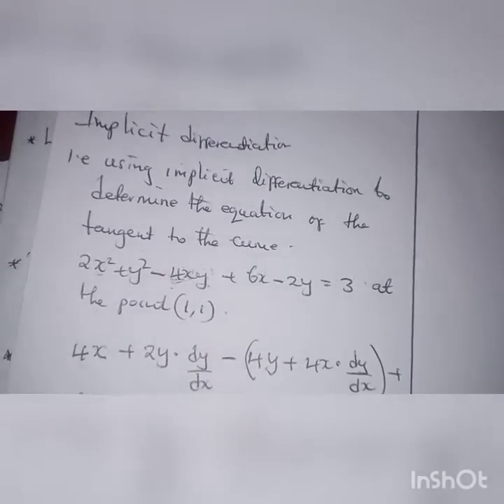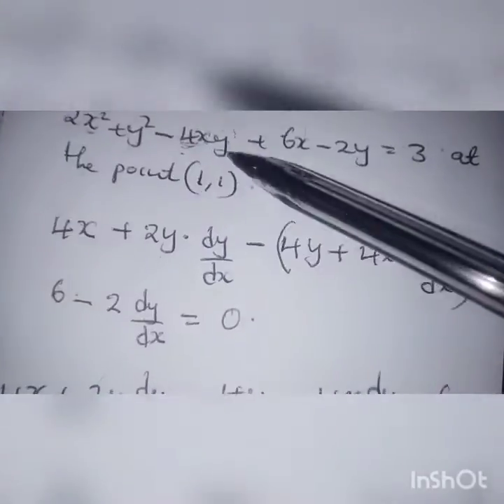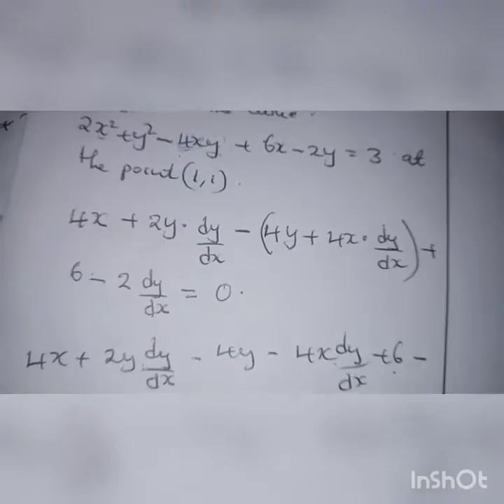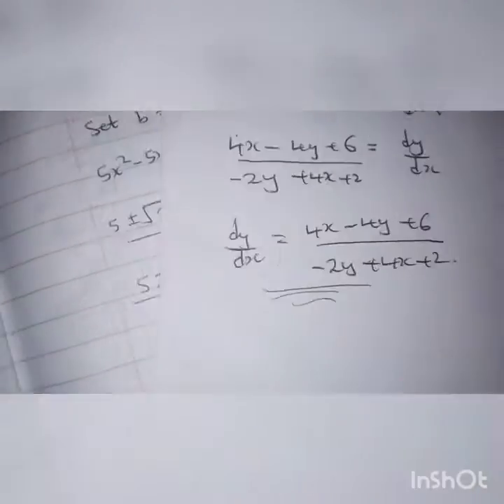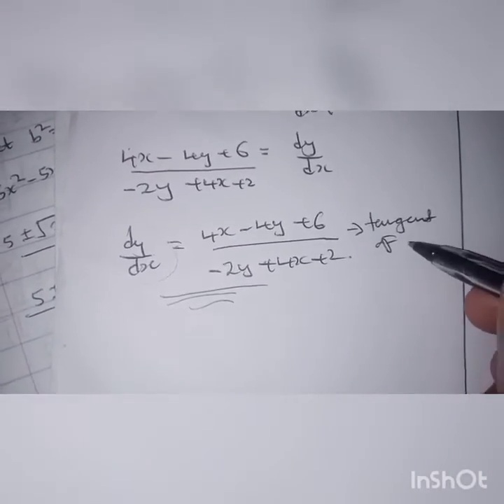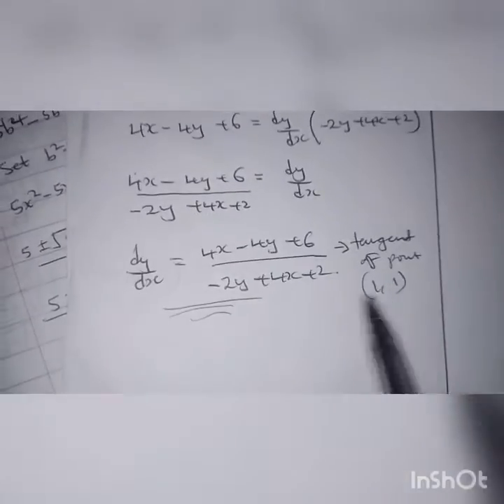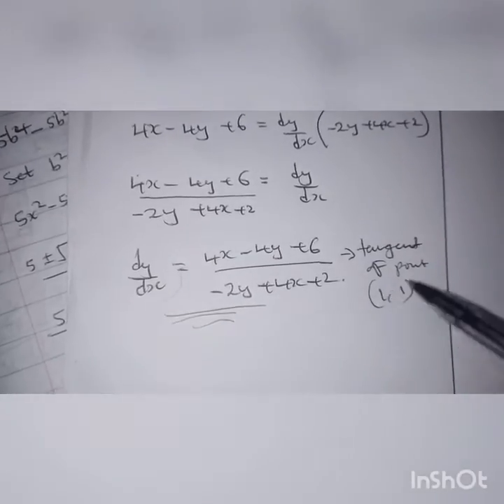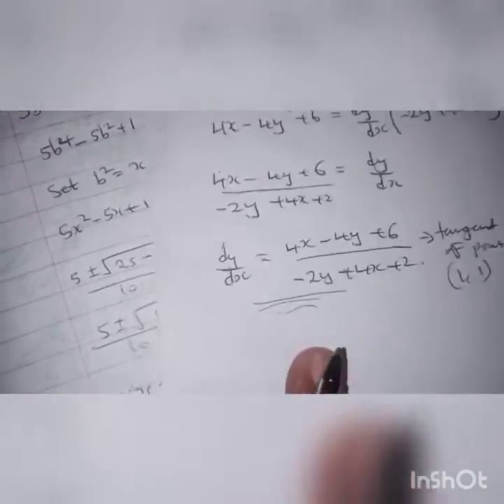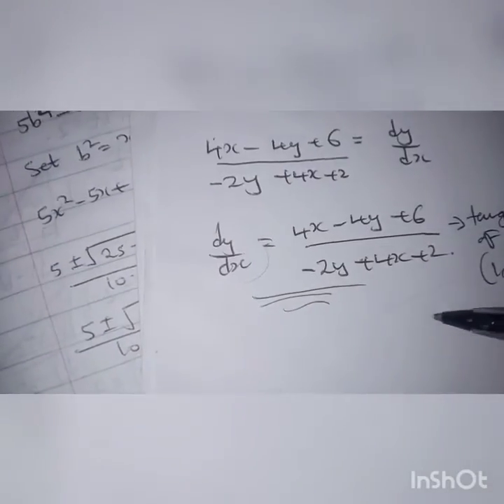Now, how can we find the equation of the tangent to the curve? We know that first we have to calculate the gradient. The gradient of that curve is given by this expression. But we are given the point with x equal to 1 and y equal to 1. So we can get our gradient, and this gradient is the gradient of the tangent at the point 1, 1. When we put the values of x and y at a certain point, we get the gradient of that line at that point, 1, 1.